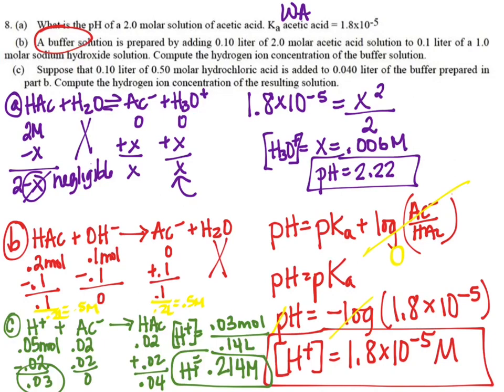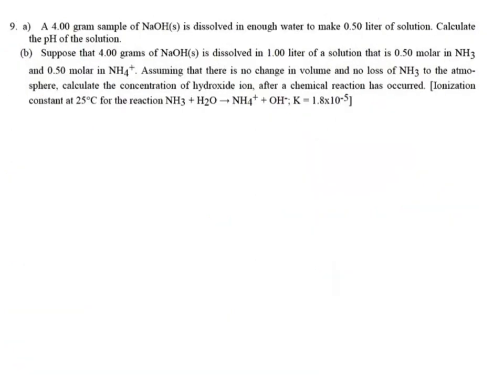Okay, we have time for one more. You guys are going to be sick of these. Plus you have them on your homework. Next, a 4-gram sample of sodium hydroxide is dissolved in enough water to make a 0.5 liter solution. Calculate the pH. How do we calculate a pH of a sodium hydroxide solution?